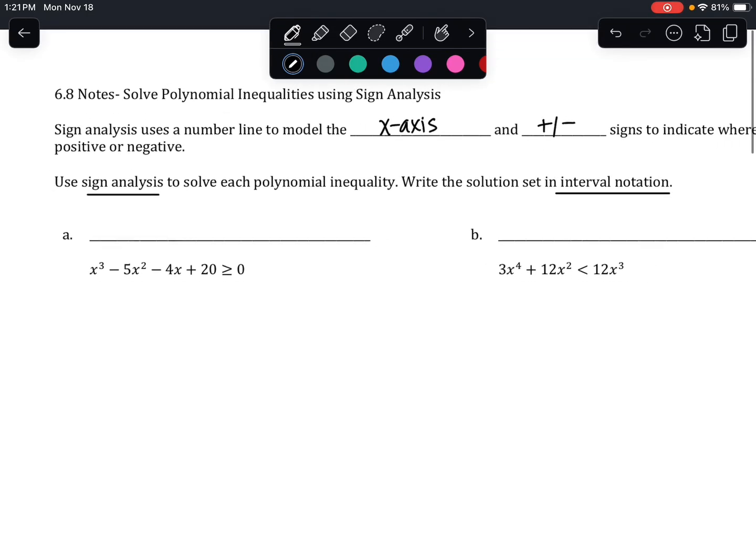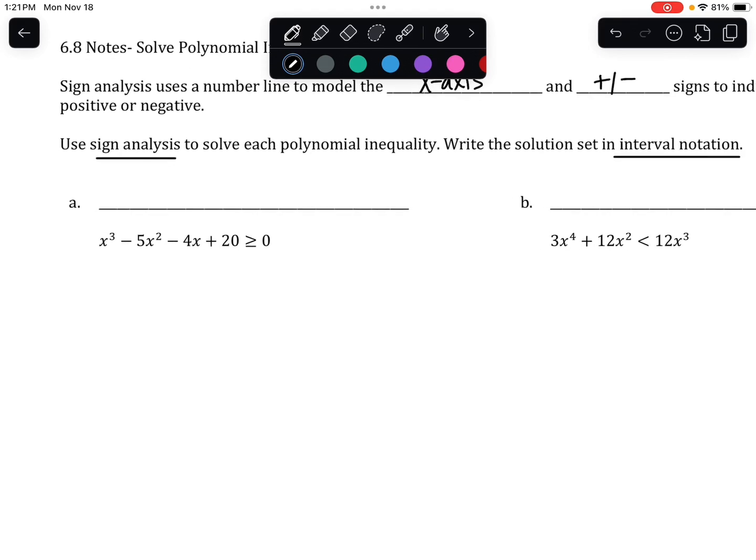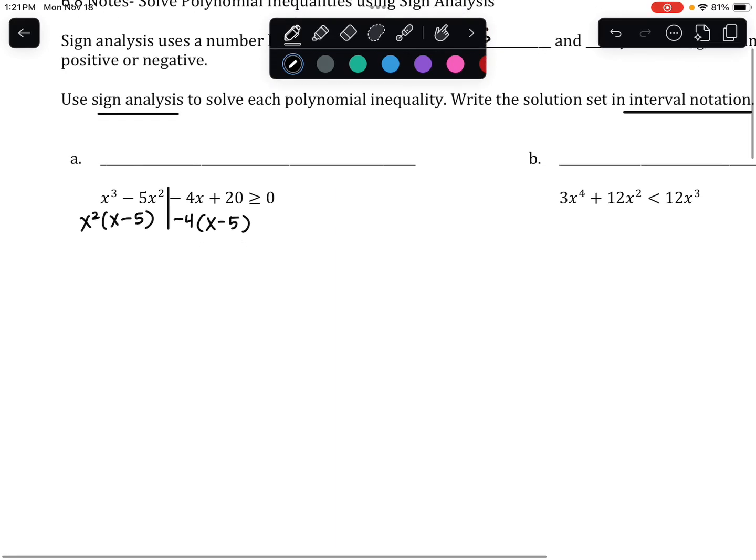Okay, so your first step is to factor each of these. So we're going to get a review of factoring. Anytime you have an even number of terms, always try to factor by grouping first. Out of this first pair, I can factor out x squared, which leaves x minus 5. Out of the second pair, I can factor out a negative 4, which also leaves an x minus 5. And so factor by grouping is going to work.